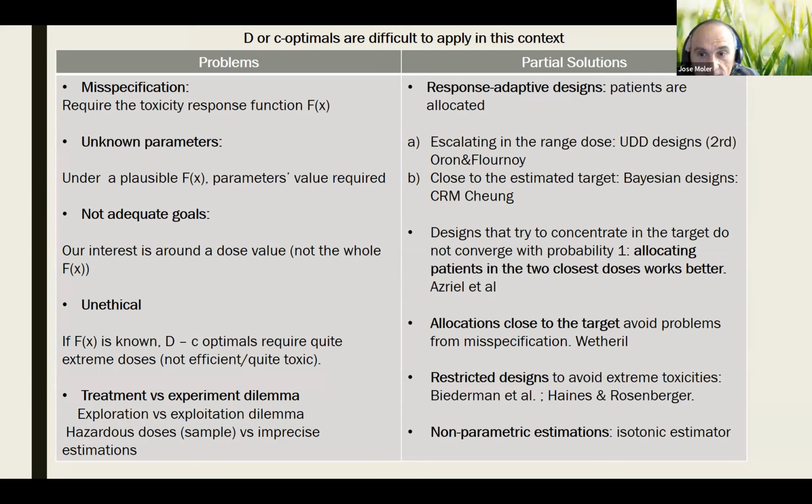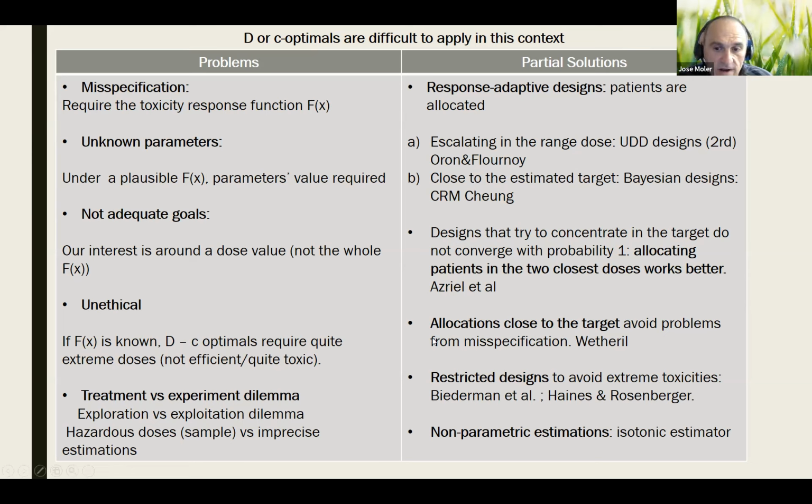not in one dose, but in the two closest doses to the estimated target dose. Also, the same advice is given in a seminal paper by Wetherill, that it's better to allocate patients not in one dose, but try to allocate patients in doses that are close to the target. The estimated target, of course.